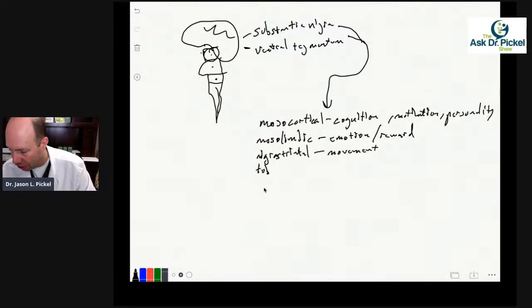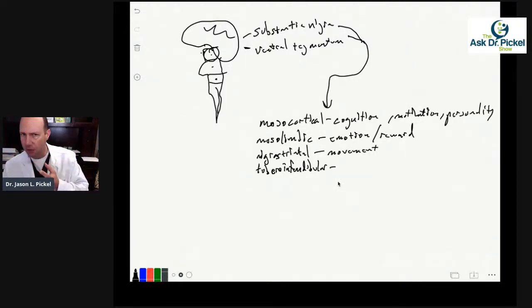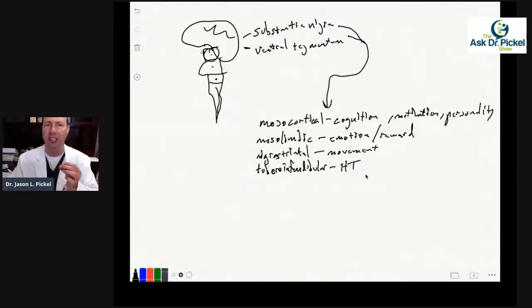Here's another one, Infundibular. All these crazy words. All right, so Infundibular, this does a few things. Now, number one, the thing to remember is it goes mainly to the hypothalamus. I wrote HT there for hypothalamus. This area of the brain is very important.